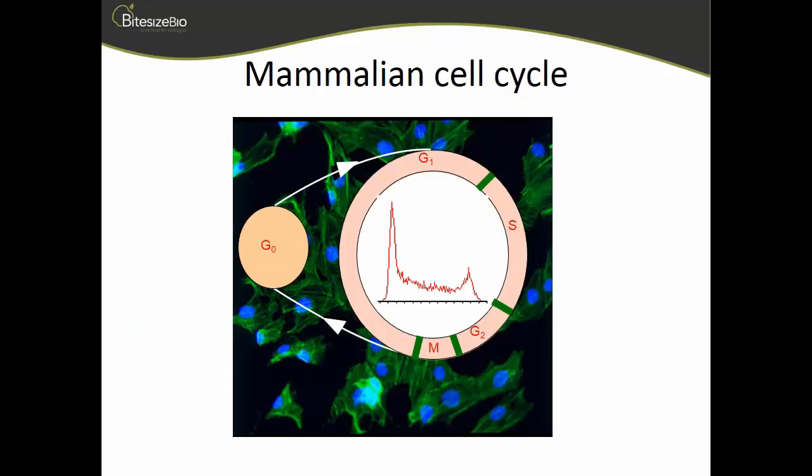This is a cartoon that many of you will be familiar with, an overview of the mammalian cell cycle. Cells that are not dividing are said to be in the G0 phase of the cell cycle. When they gear up to start replicating, they don't change their DNA content, but they do enter the G1 phase of the cell cycle. They start producing some of the proteins that they're going to need to progress.